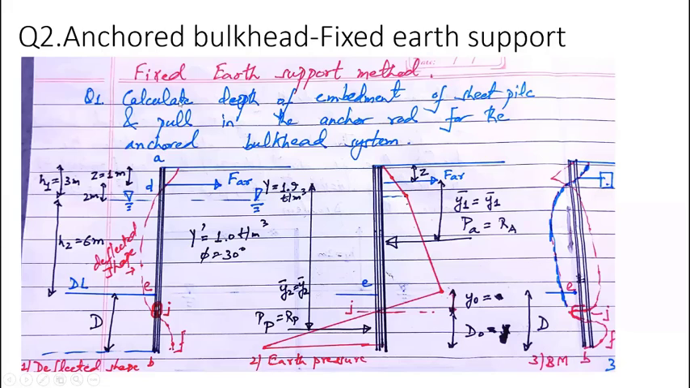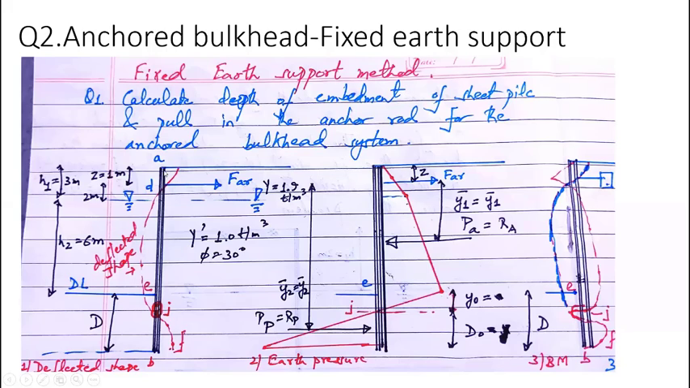Okay. So the numerical reads: calculate the depth of embedment of the sheet pile wall and the pull in the anchor rod for the anchored bulkhead system. So first, let's discuss, there are a few assumptions involved. What is the difference between fixed earth support analysis and the free earth support analysis? First, as the sheet pile wall depth is more, we generally go for fixed earth support analysis. When the sheet pile wall is short, we go for free earth support method analysis.